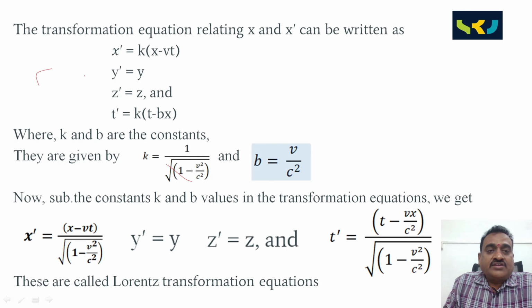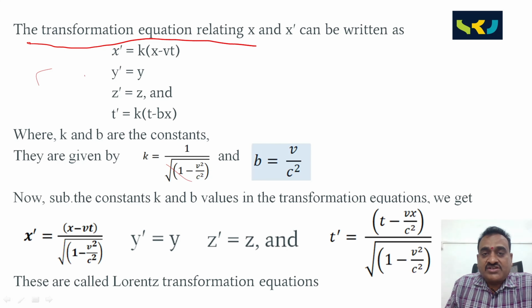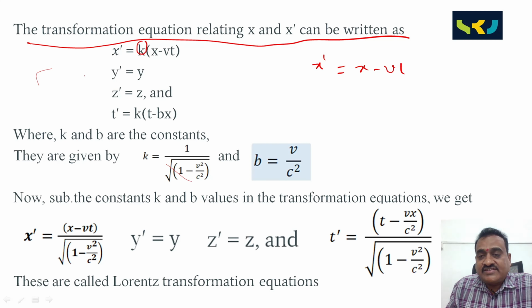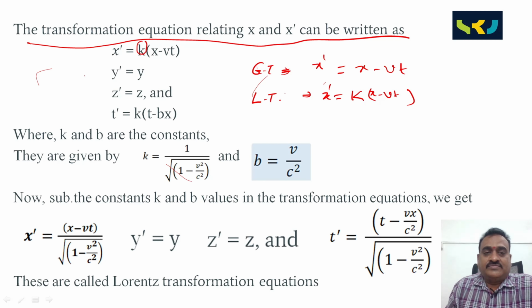So, the transformation equation relating x dash can be written as x dash equal to some constant times something. In the Galilean transformation equation we took x dash equal to x minus Vt. Here, this is the Galilean transformation equation, and this is the Lorentz transformation equation. We are taking x dash equal to the same x minus Vt, but with one constant. The main difference is the constant.